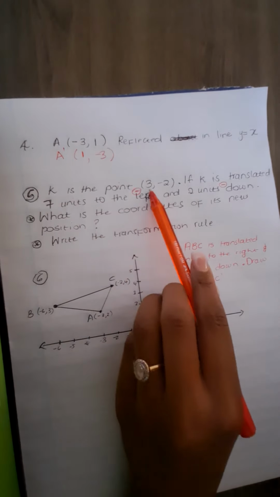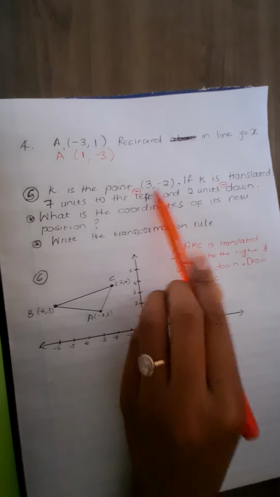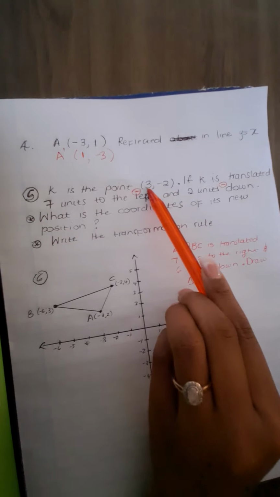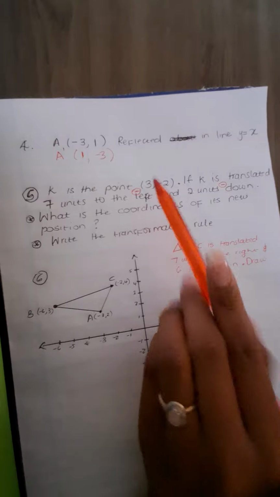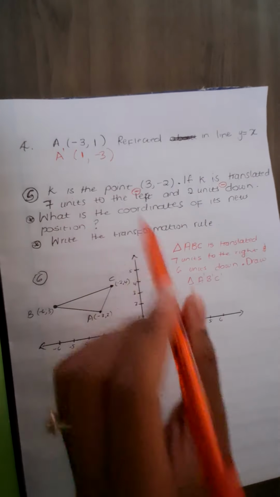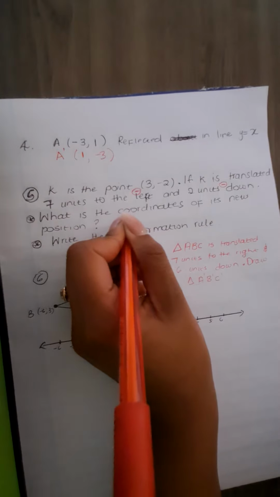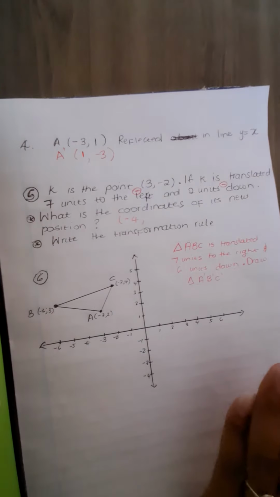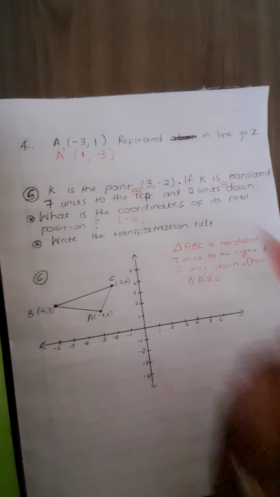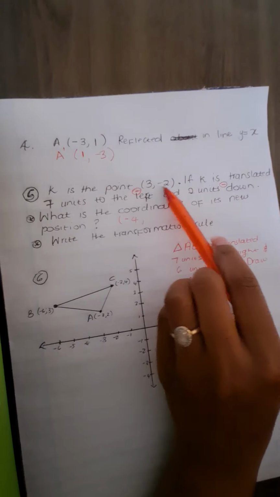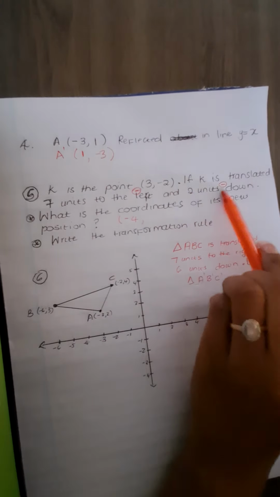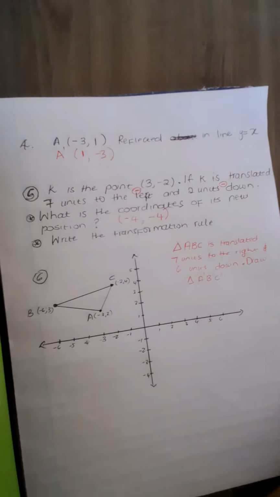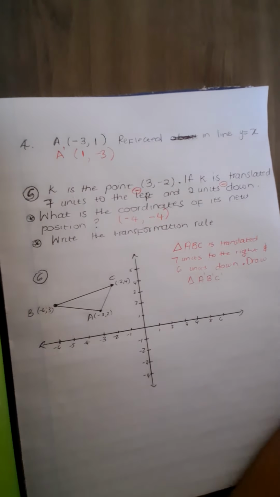So what you do is you will have 3, then they are telling you that translated 7 units to the left. So you'll have 3 minus 7. So 3 minus 7, you will get -4. Right? And then 2 units down, -2, and then you need to -2 again, which will give you -4. All right, so those are your new coordinates.